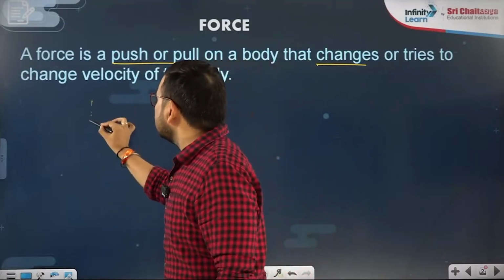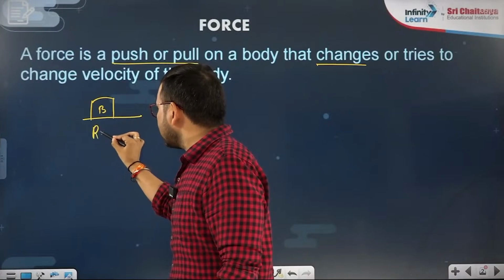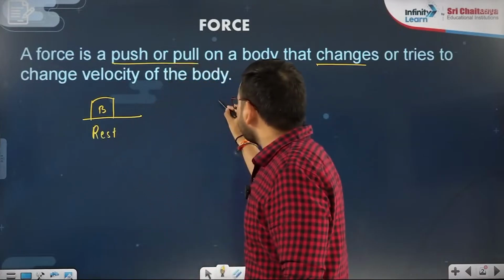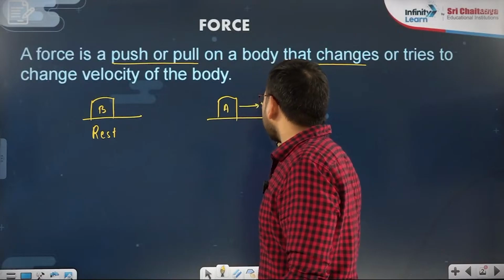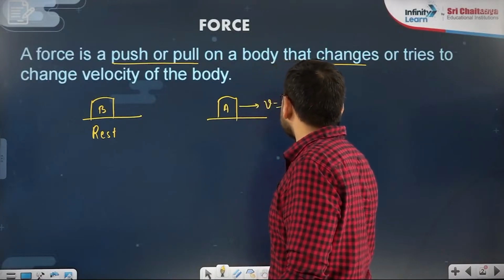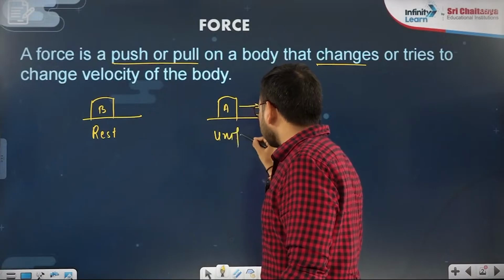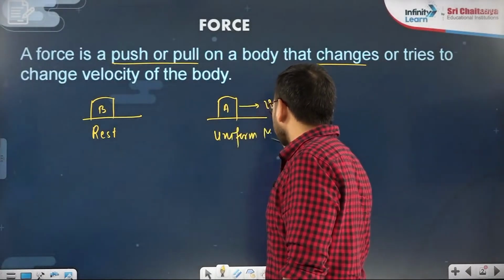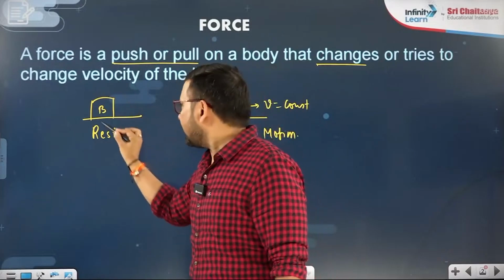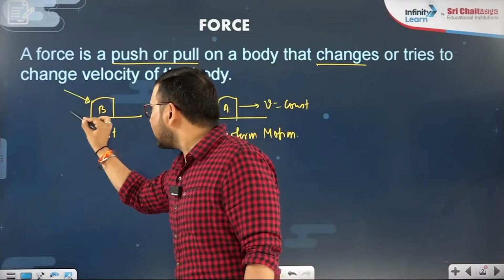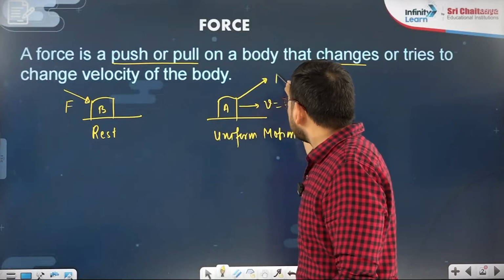Suppose this is a block and that block is at rest, right? And this is a block that is moving and its velocity is constant. It is in uniform motion. Now what are we doing? We are pushing it. See the direction of force. I am applying this force, pushing it, or I am pulling it.